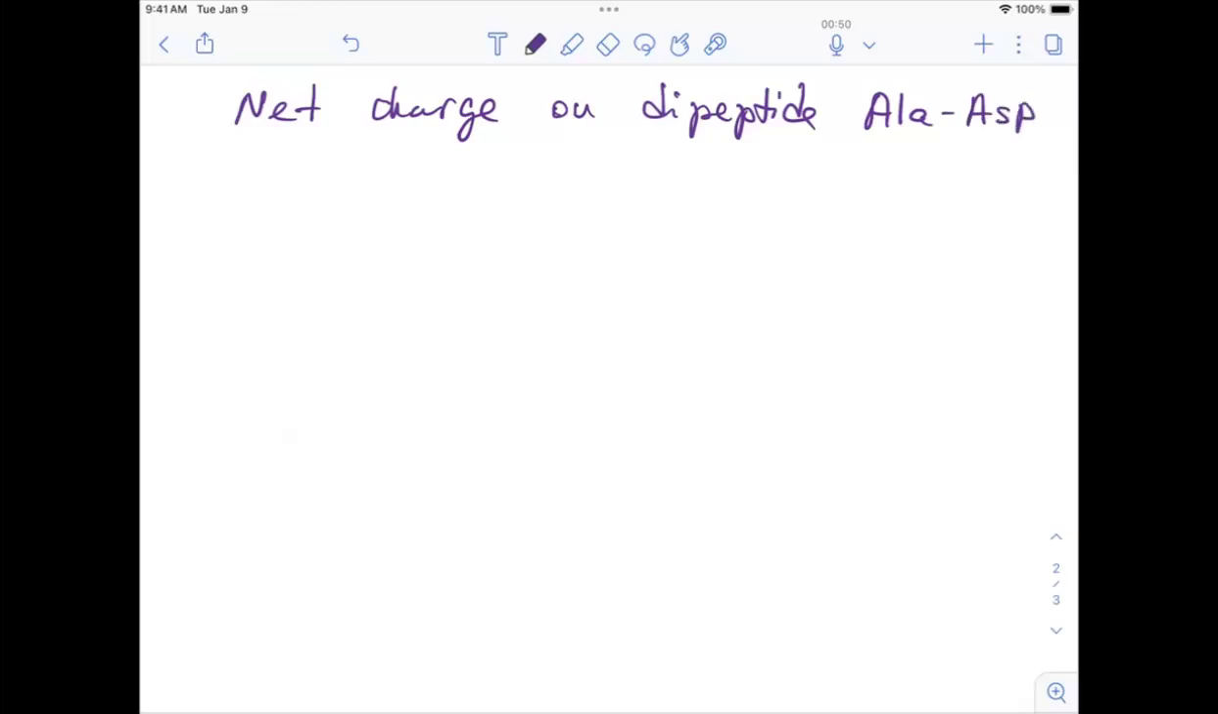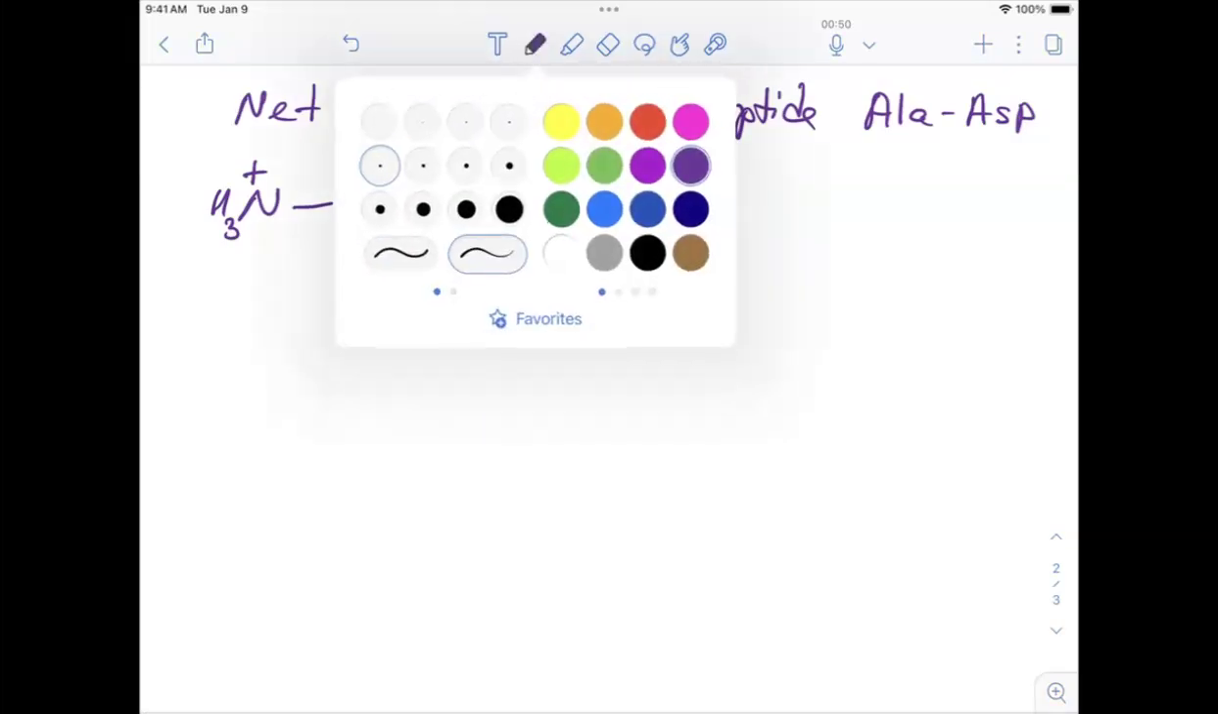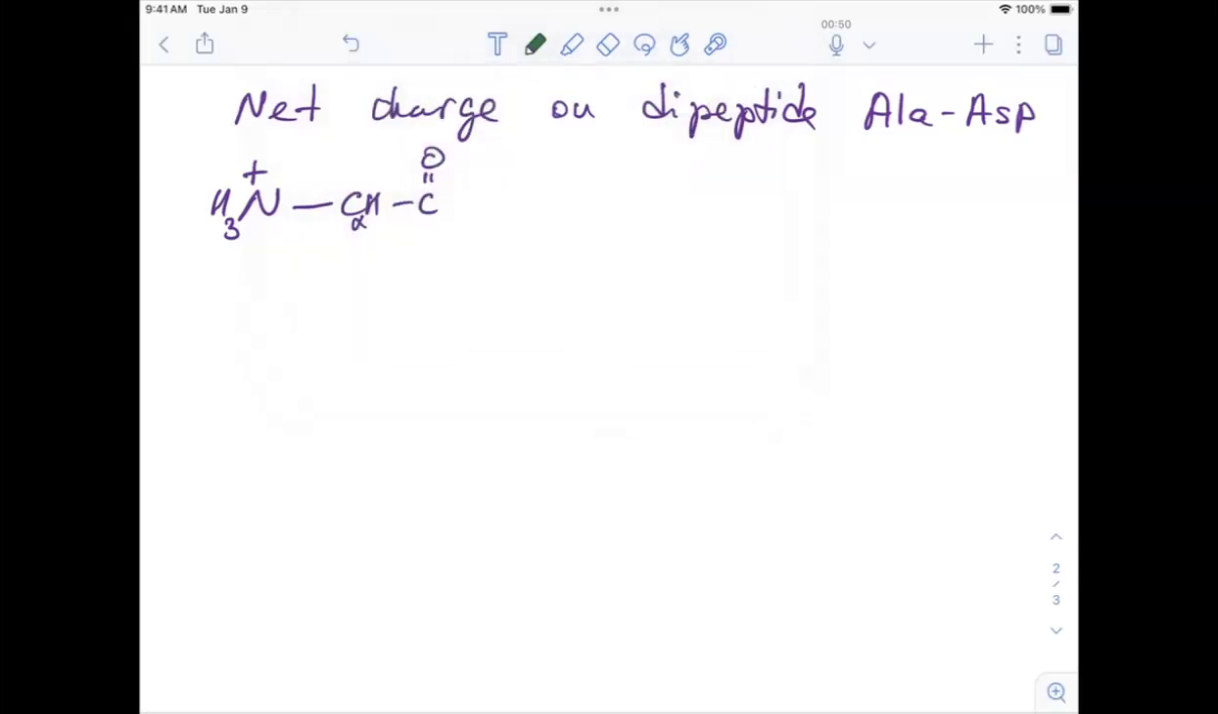Okay, ALA-ASP dipeptide. Whenever you have to do this problem, I recommend first drawing the dipeptide in a fully protonated form. For any dipeptide or tripeptide, you always start with the amino group, then CH, that's your alpha carbon, and then C double bond O. It's not a full carboxyl group because this carboxyl group is tied into the next amino acid by a peptide bond. So I'll make my peptide bond green.